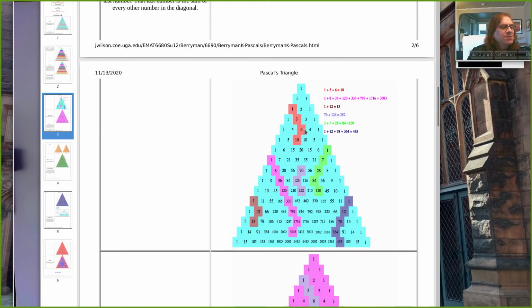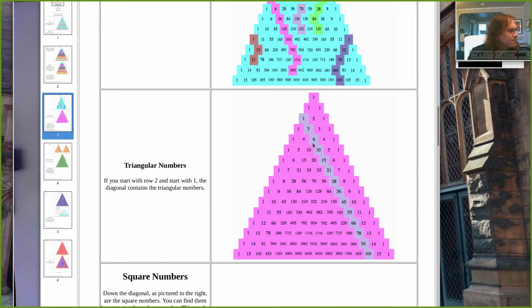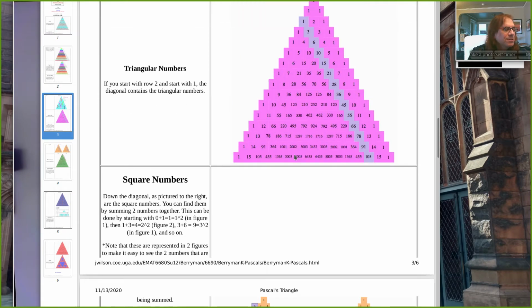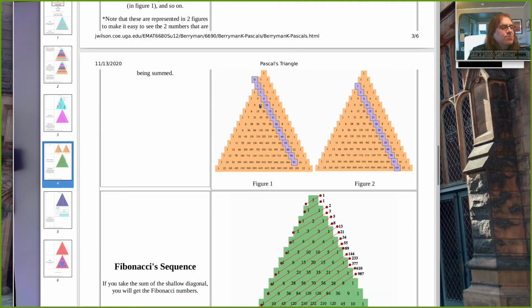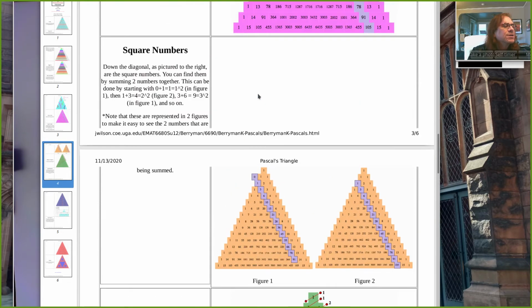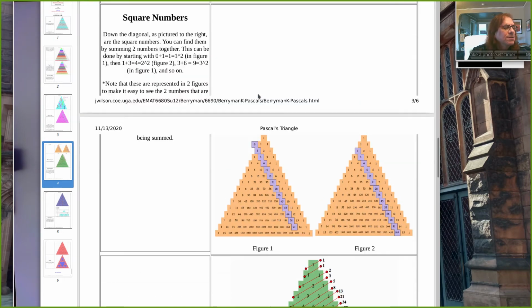So go down a diagonal and then change direction, and this number is the sum of the things on the diagonal. So here we went down 4 spots and then jumped over to the right, and the sum of those is 120. Triangular numbers we talked about, square numbers we talked about, did we do this picture, square numbers? Oh yeah, okay.